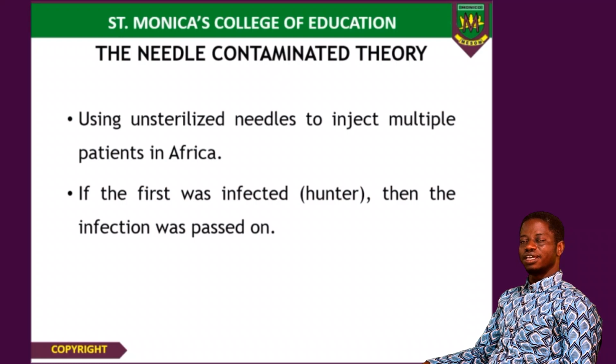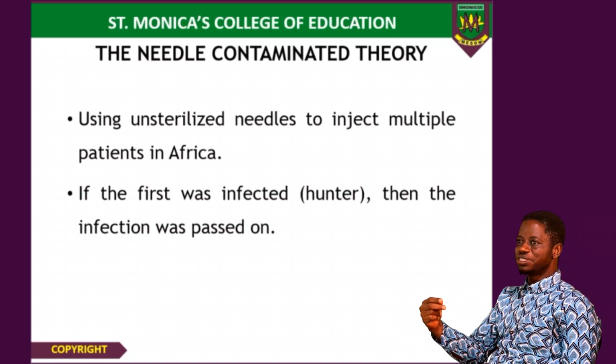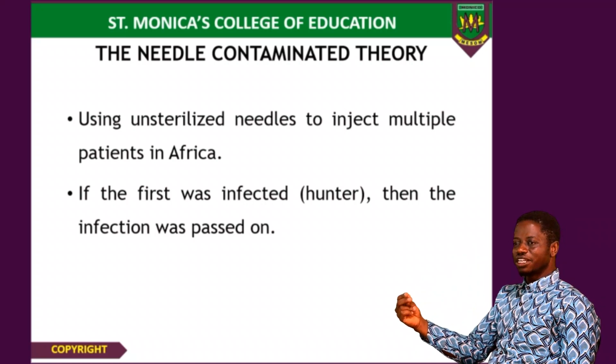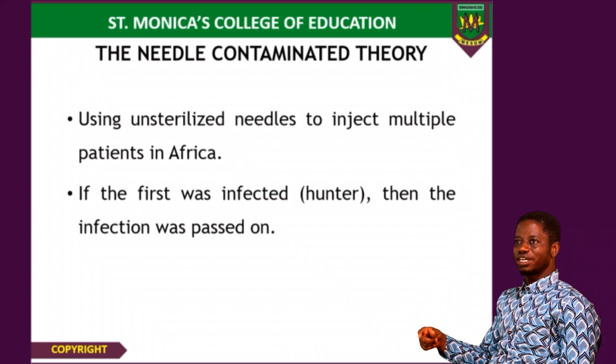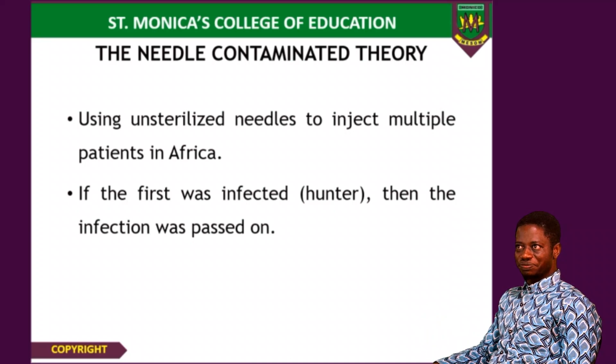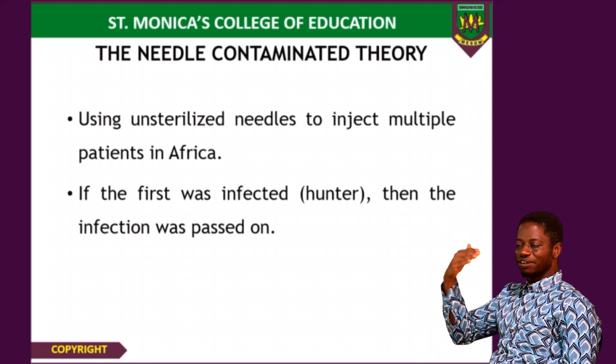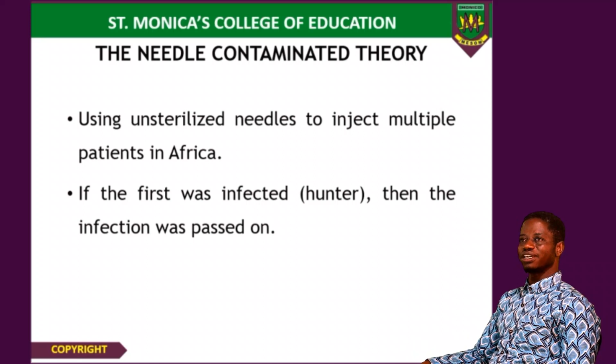Let's look at the contaminated needle theory. Using unsterilized needles to inject multiple patients in Africa. If the first was infected, the hunter, then the infection was passed on. During those days, when you went to a hospital, they used one needle to inject you, then they used the same one without sterilizing it to inject another person. So if one of them was infected, then the infection must also pass on to the other. And they are saying that this theory is also scientifically proven.